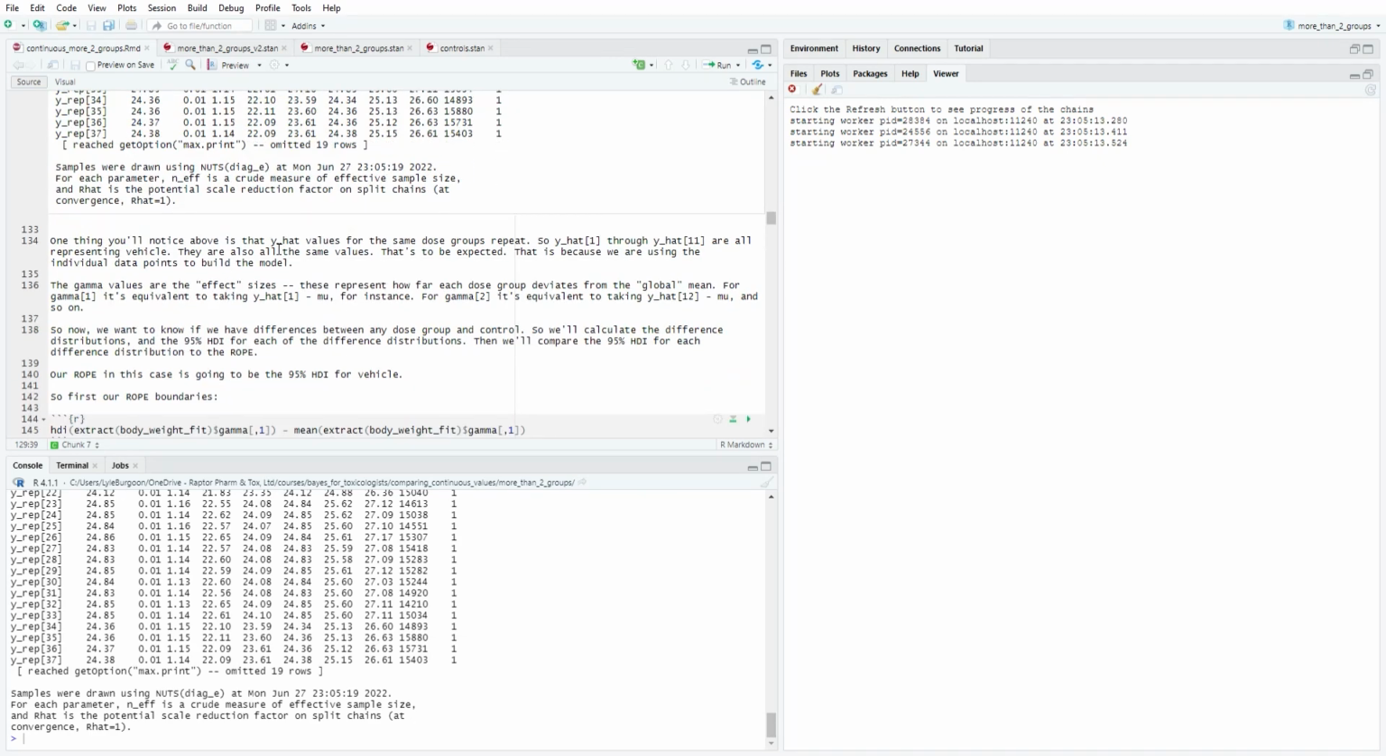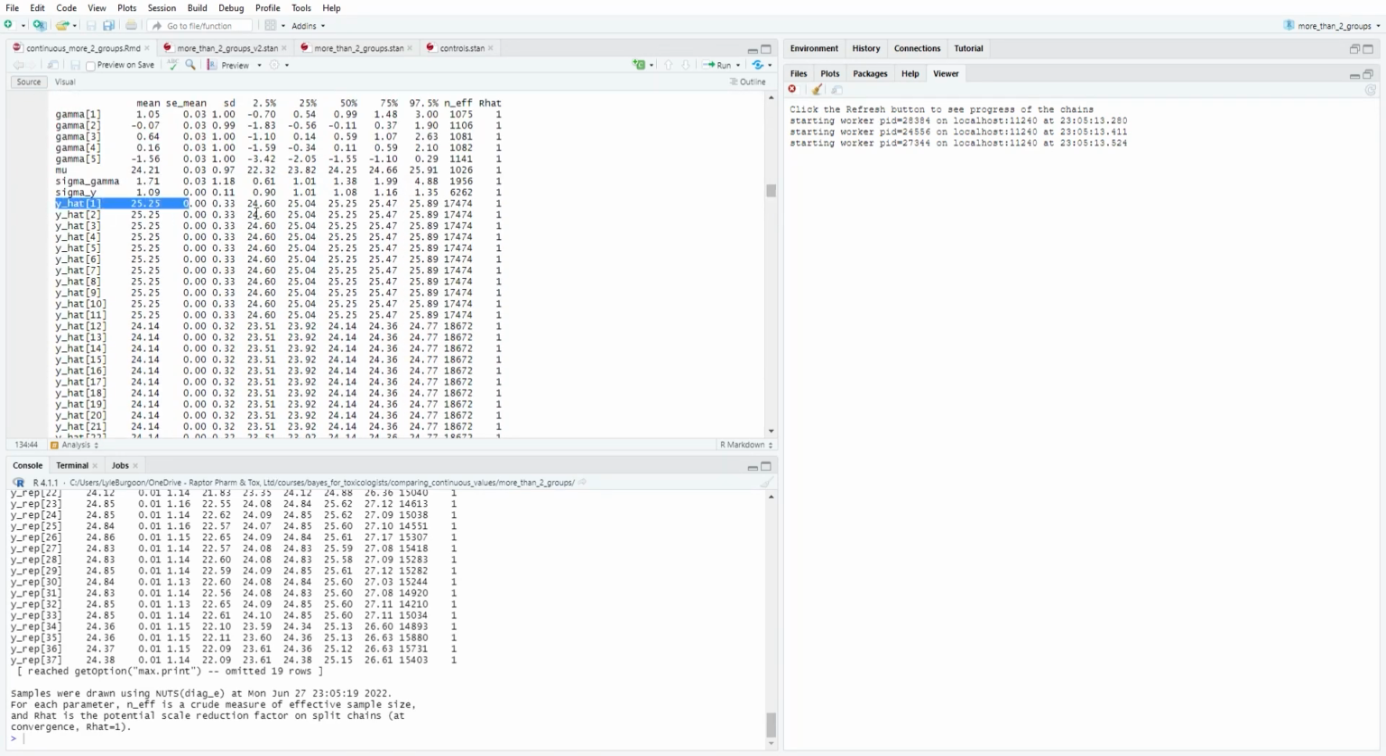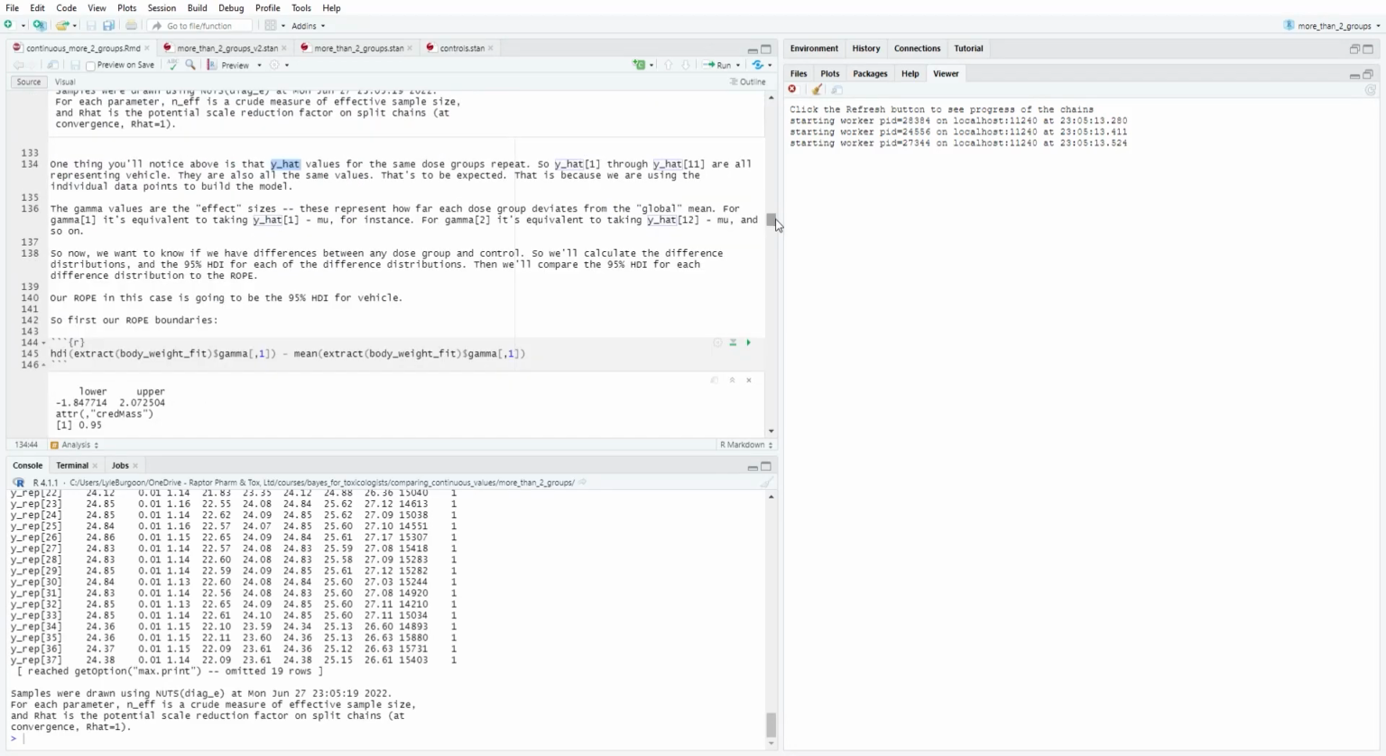One thing you'll notice is that the y hat values for the same dose groups repeat. So let's look at that. y hat 1 through 11 is all control, and that's because we have 11 observations. So these all repeat. They're the same thing, and that's because of our dose grouping.